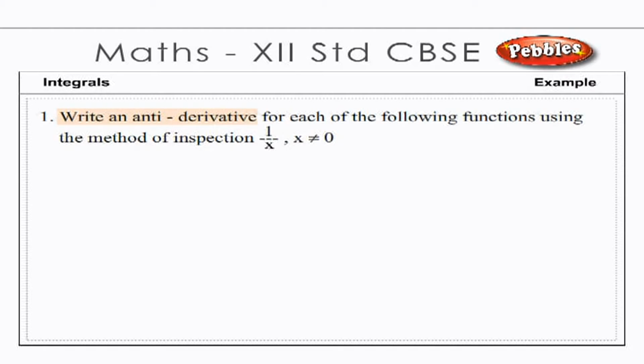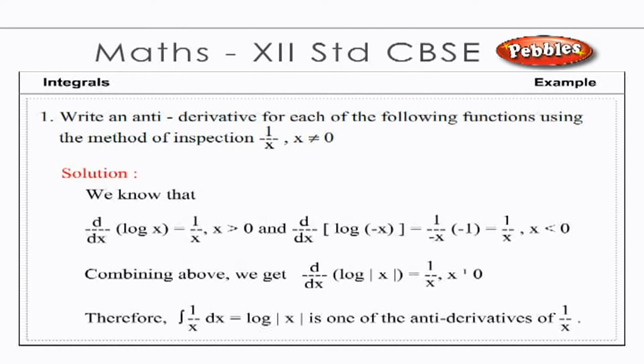Write an antiderivative for each of the following functions using the method of inspection: 1/x, where x is not equal to 0. Solution. We know that d/dx of log x is equal to 1/x, where x is greater than 0, and d/dx of log of (minus x) is equal to 1/(minus x) into minus 1, which is equal to 1/x, where x is less than 0. Combining the above, we get d/dx of log of modulus x is equal to 1/x, where x is not equal to 0.